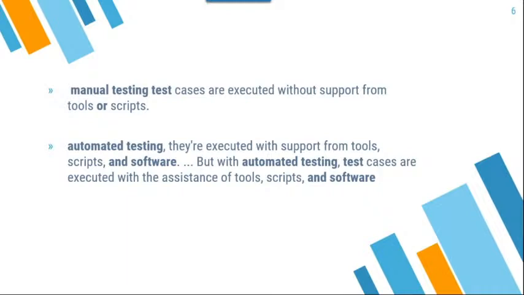Suppose you want to write the script in Python, you need to learn Python. Suppose you want to write the script in Java, you need to learn Java. If you want to write the script in Ruby, you need to learn that language. Based on that, you need to write the script. Based on the tools and script, we will execute the application. Such kind of testing we can call automation testing.